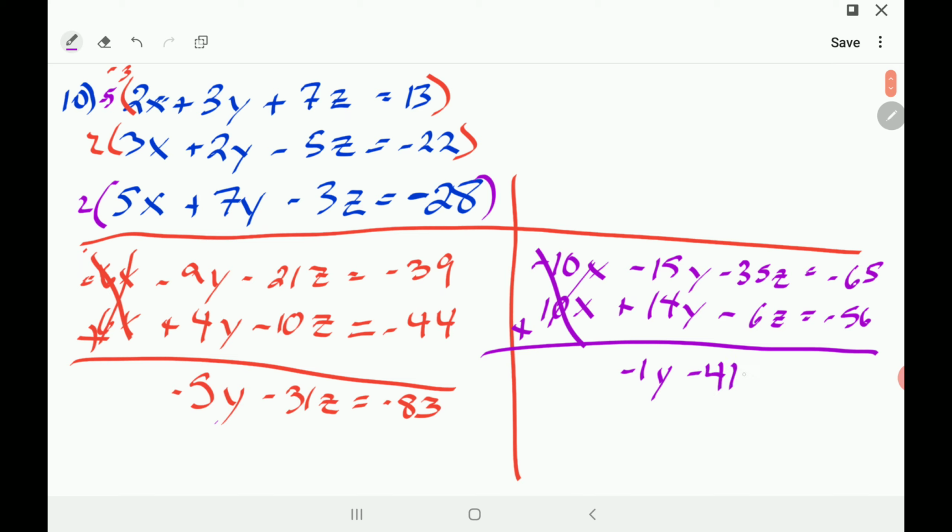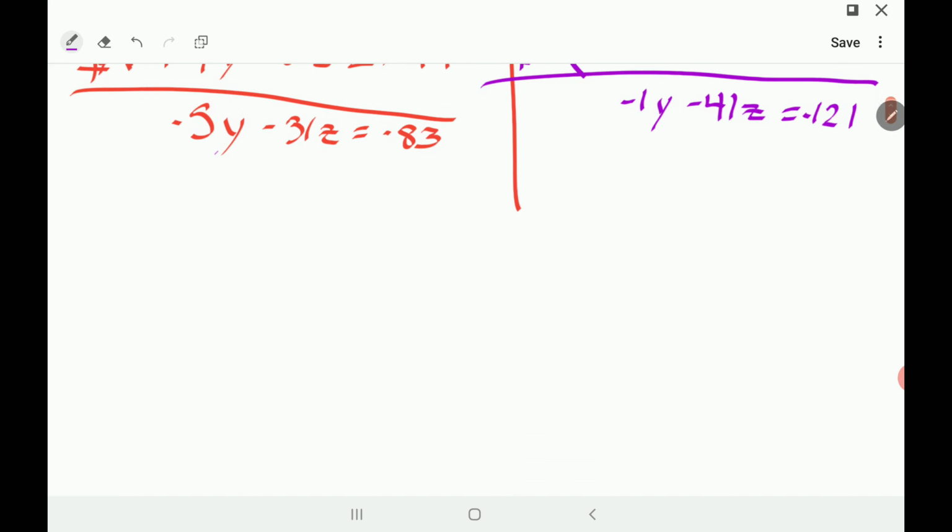Minus 41z equals negative 121. That's awful. All right, it'll be fine. Everything's okay. All right, so this is what we have so far. I don't know if I'm trying to ensure that you are okay with this, because there's pretty big numbers here, or just ensure myself that I'm doing this right. I'm pretty sure I'm doing this right.